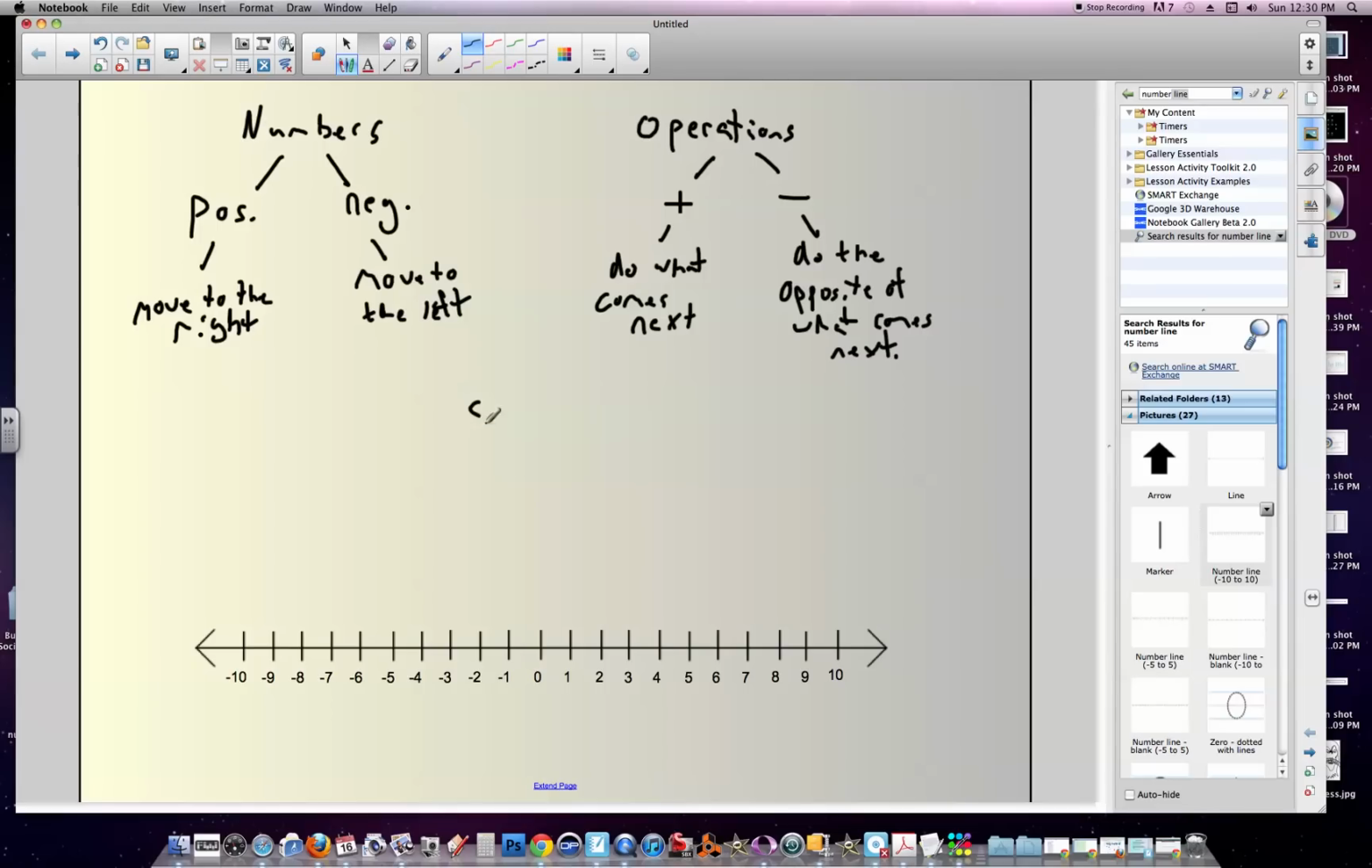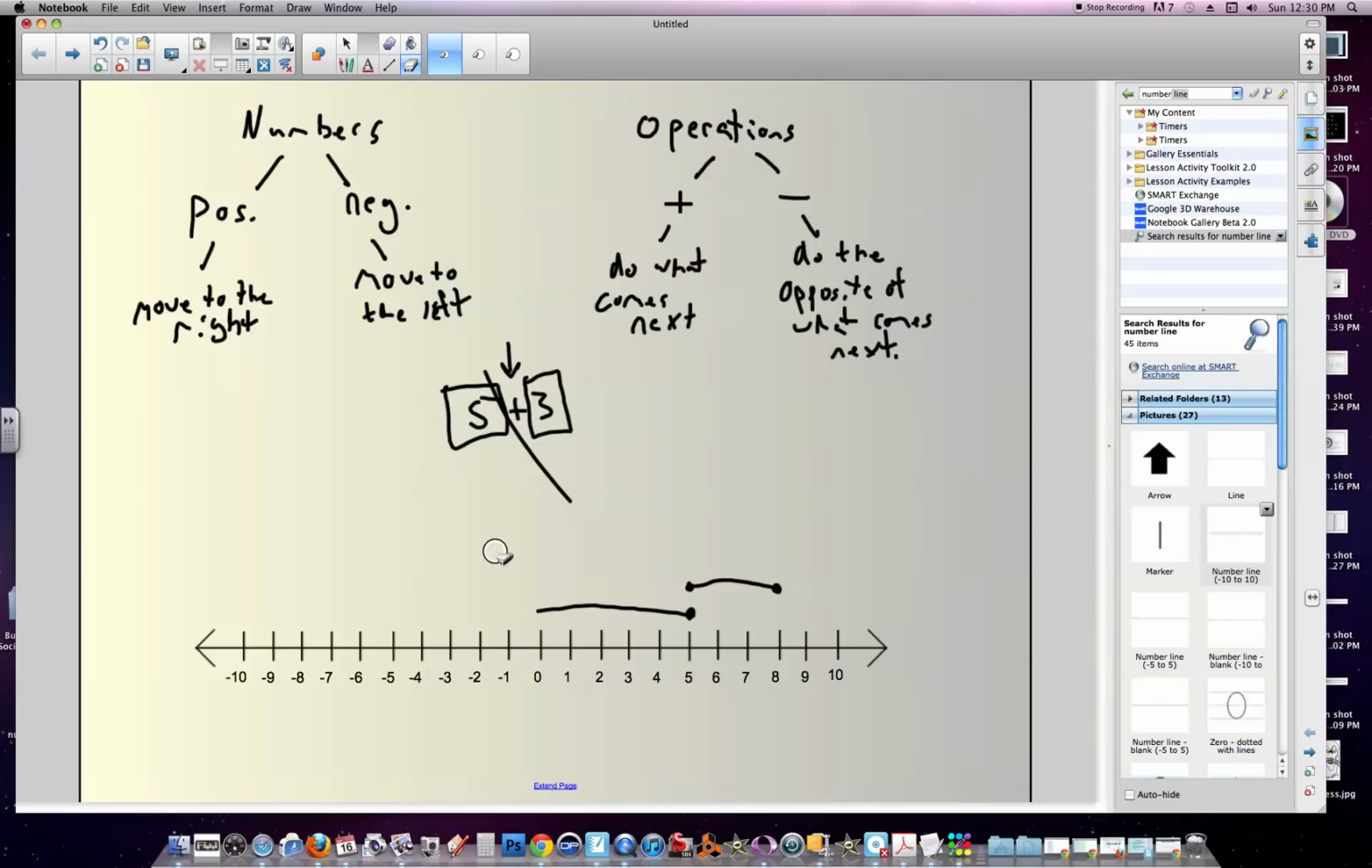If I gave you the problem 5 plus 3, the first thing we need to do is figure out what's our first number, what's our first term. And it's a 5. And since it's just a 5, that means it's a positive 5. So we're going to move to the right 5 on the number line. Next, we need to identify what is our operation. Well, our operation is and. That means do what comes next. Well, what does come next? Our next number is 3. So that means go to the right 3. And our answer would come out to be 8.